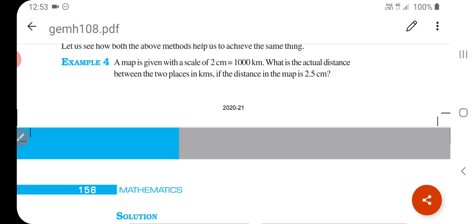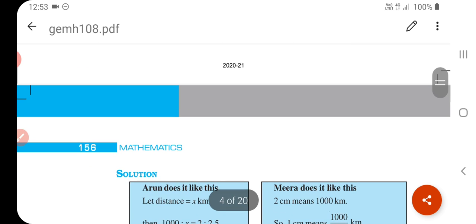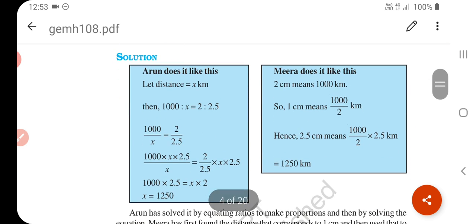Okay, अब हमें क्या दिया हुआ है? 2 सेंटीमीटर इज इक्वल टू 100 किलोमीटर आपको मैप में लेना है. Okay, और अगर कोई डिस्टेंस आपको 2.5 सेंटीमीटर दिया है तो एक्चुअल डिस्टेंस क्या होगा? Arun does it like this, means let the distance be x. So 100 is to x is equal to 2 is to 2.5. Okay, दोनों सेंटीमीटर्स उसने साथ में रख लिए, दोनों डिस्टेंस उसने साथ में रख लिए. 2 centimeter is equal to 100 kilometer.